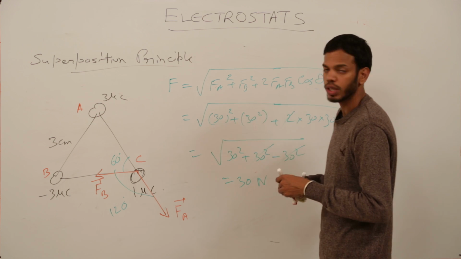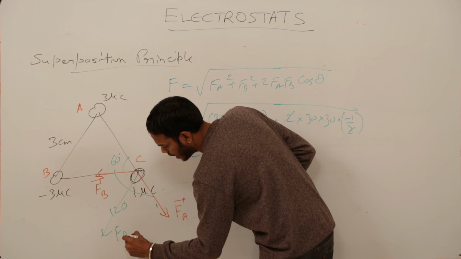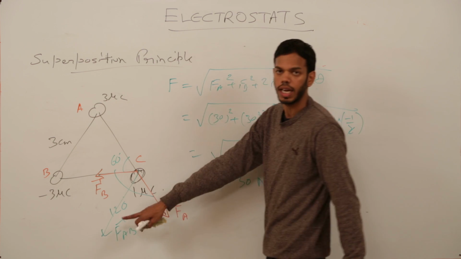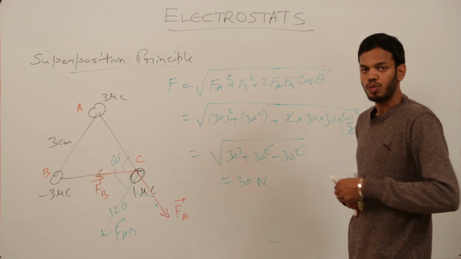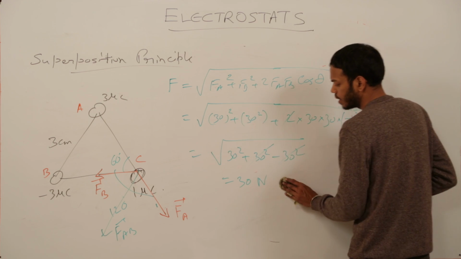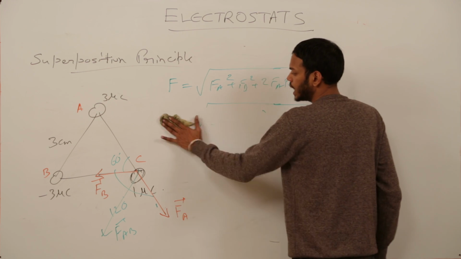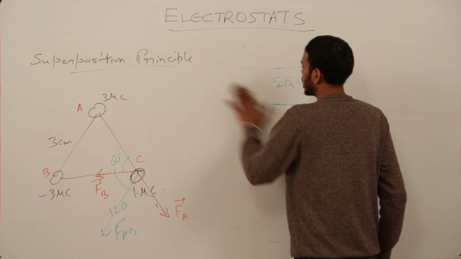So that is the net force, and where will I draw it? Between these two forces. This is FAB, that is the net force due to A and B. This was one of the methods of doing such kind of question. What is the other method? The easier one. The easier method is finding the components.